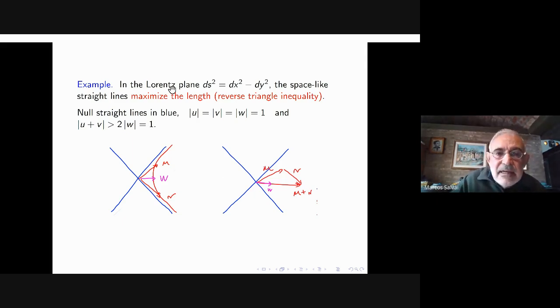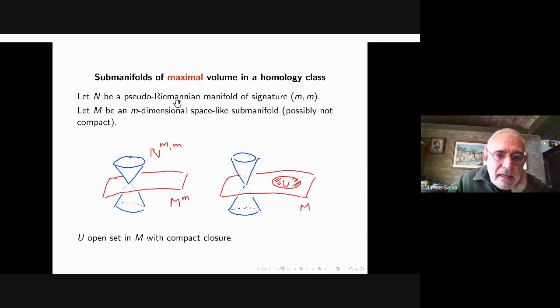So in pseudo-Riemannian geometry, we are interested in maximizing things, because minimizing is not interesting, because you can go to the null cone as you want, and this will be extremely small. So we are interested in maximizing things in pseudo-Riemannian geometry. And now I recall the definition. What does it mean that the submanifold has maximal volume in its homology class?